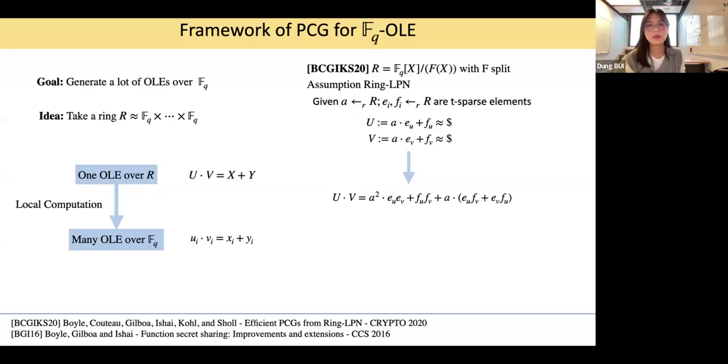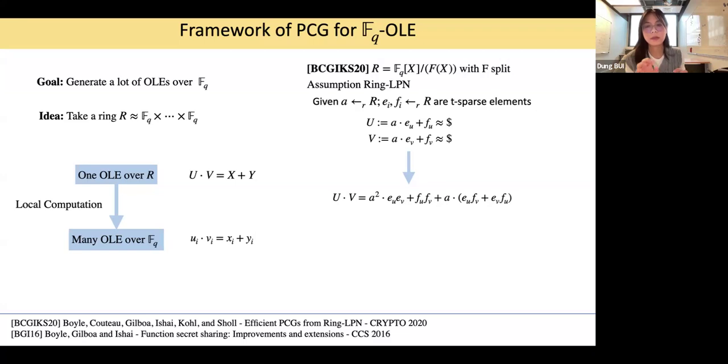And so now the Ring-LPN assumption says that if you define u equal to a times e_u plus f_u, you get a value that you cannot distinguish from a random element in the ring. Now imagine that you have e_u, e_v, f_u, f_v, and all of them are sparse, and you have a, u and v.